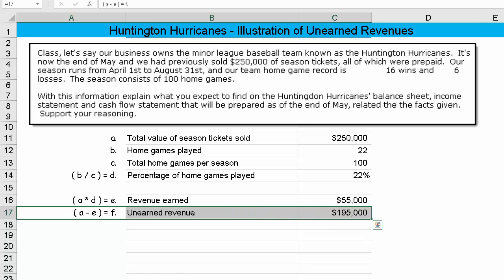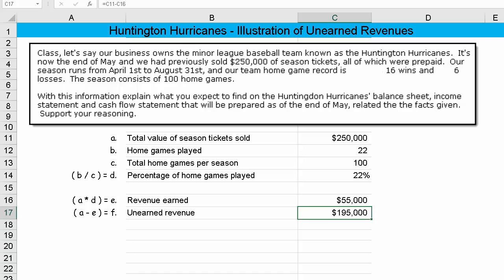Okay, next, we can calculate the unearned revenue, which would be the total value of the season tickets sold minus the revenue earned. Now, we could also calculate that by taking the value of the season tickets sold minus the percentage of home games played. Either way will get you the same answer.